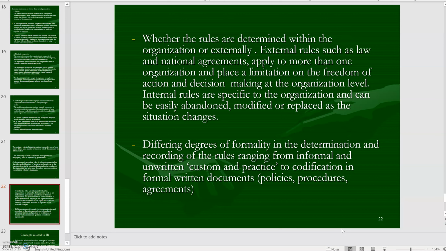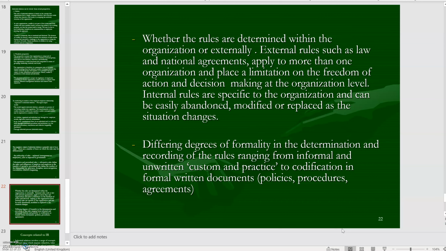So internal rules are specific to the organisation, can easily be abandoned. Kalau yang di peringkat nasional, apa setuju antara employers and national unions, they will have to be applied. It's very difficult to abandon. But if it is done only at the organisational level, if the company feels it's not suitable, then they can just abandon the rules and the procedure and come up with another procedure. So it can be replaced according to situation. But at national level, very difficult. Sometimes even certain laws have to be amended to change this.